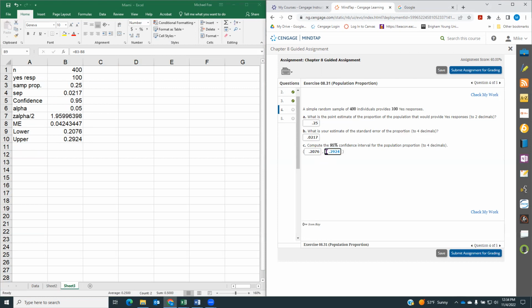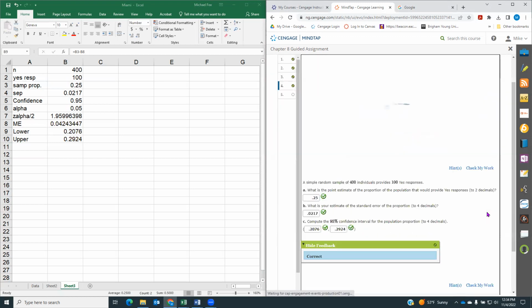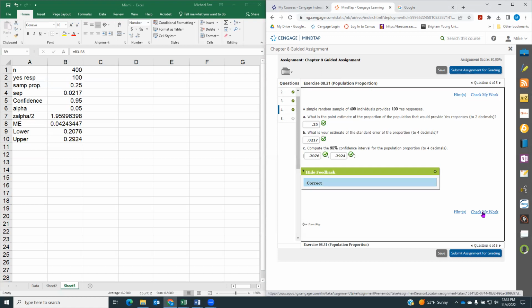So we are 95% confident, given that our point estimate of 25% and that we have a standard error of the proportion of 0.0217, we're 95% confident that the true population proportion would be between 20.76% or 0.2076 and 29.24%. So that gives us a pretty good idea of how the population probably feels about whatever this is we're asking them. So we'll check our work to be sure, and we're good.